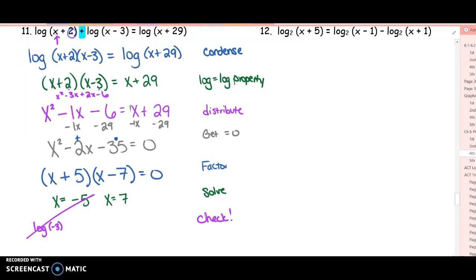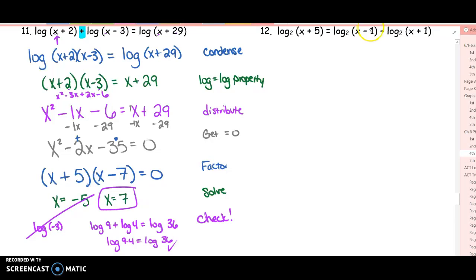So 7 plus 2 is 9. We would have the log of 9 plus 7 minus 3 is 4. So we'd have the log of 4 equals the log of 7 plus 29 is 36. And you could either plug that into your calculator or use your condensing rules. Log of 9 plus log of 4, that'd be the log of 9 times 4. Is 9 times 4 equivalent to 36? Yes, it is. This works. X equals 7 is a solution.